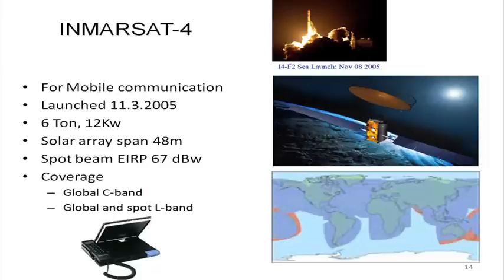Similarly, over the sea, Inmarsat is there, which was launched in 2005. This is Inmarsat 4. It is a 6-ton, 12 kilowatt satellite. It has a solar array of 48 meters. It has 67 spot beams. These are all taken from the internet.